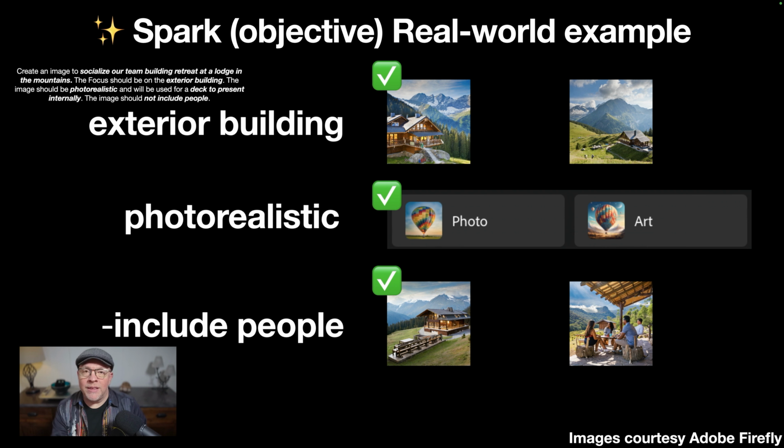Also, we decided that we want this to be photorealistic, so I made sure that I selected that. And the negative prompt is to not include people. So as you can see on the right-hand side, the people are in there. But once I added the negative prompt of no people, I have a different image altogether.